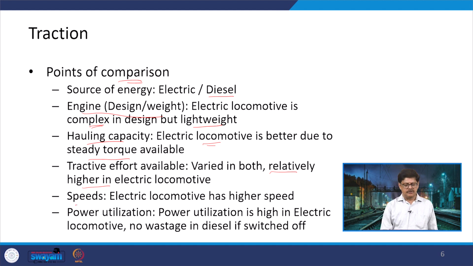Then speeds, because the tractive efforts are better available in the electric locomotives, therefore the higher speeds can also be achieved for the electric locomotives. The power utilization is high in the electric locomotives because there is no wastage. In fact, in the case of a diesel locomotive also, the wastage is not there at the time when it is switched off. While when it is working, then there is some wastage, though that wastage is still not very high, but relatively if we talk about these two types of locomotives, then yes, there is a difference.